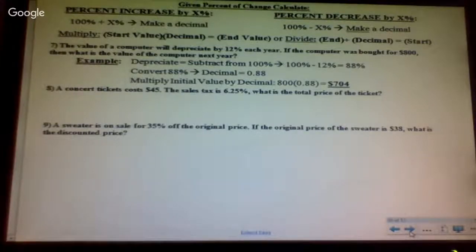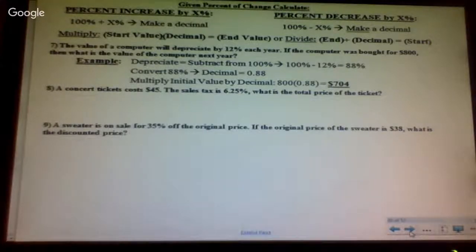Okay. So what we're gonna do with this is that I'm gonna give you whether it is grown and increased or whether it is decreased, and you're gonna give me my new price. I'm gonna give you the original price, you're gonna give me the new one. Okay, so a concert ticket costs $45. The sales tax is 6.25%. What is the total price of the ticket?